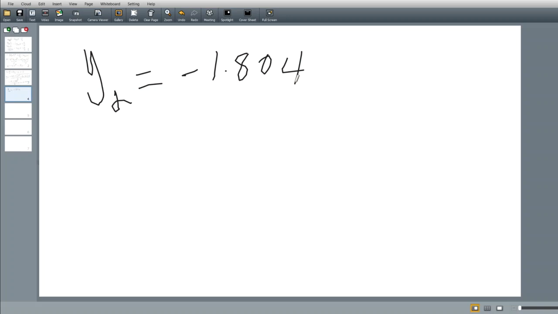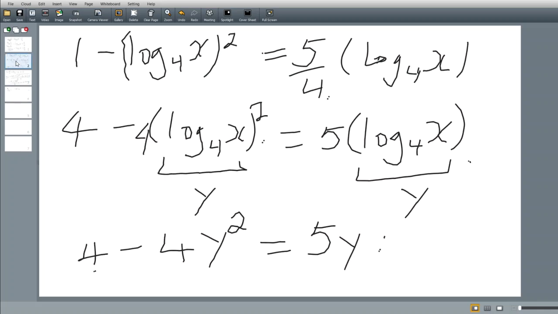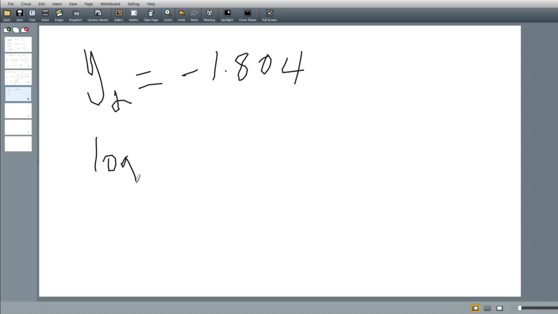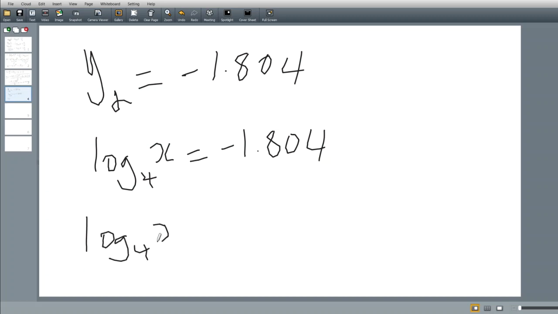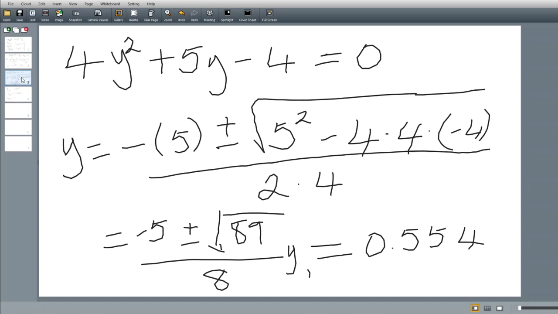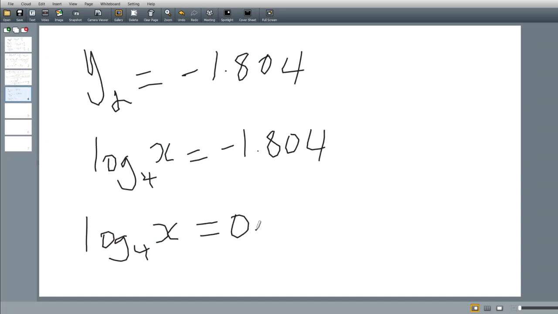Now we need to remember that y is not what we are asked to find. We were asked to find out what x is. Now if you remember what we said y is, okay, so we said y is log x to base 4. So we have log x to base 4 equal to negative 1.804, or the other one, log x to base 4 equal to 0.554. Now you know how to solve these ones. It's very simple to do.